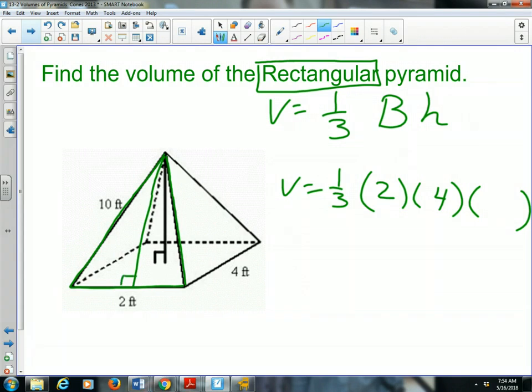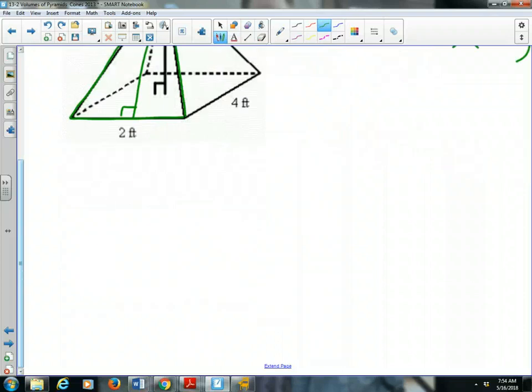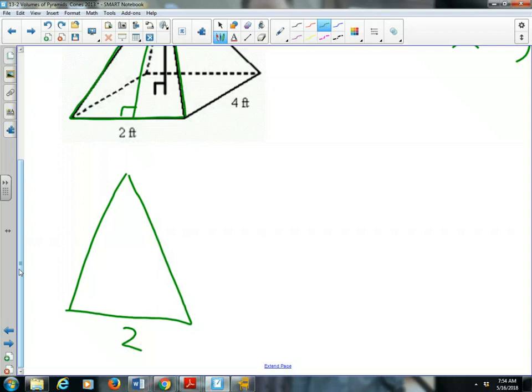Hopefully you can see that. I might draw that as a separate picture just so that you can see it better. We have an isosceles triangle on this side where this is 2, the edge is 10, and the height of the triangle right here is the slant height of the pyramid. I'm going to put L right here, and L means slant height.